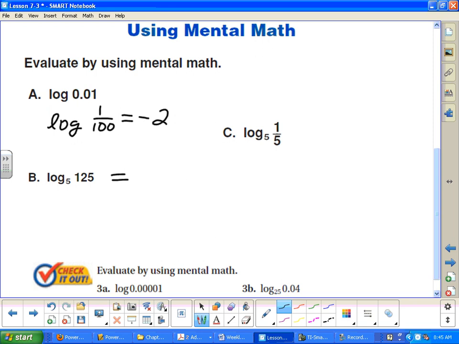So letter B. Think of it this way. 5 raised to what power is equal to 125? We wrote those down a couple weeks ago, when we wrote down the cubes, and this is 3. The log base 5 of 125 is equal to 3 because 5 cubed is 125.